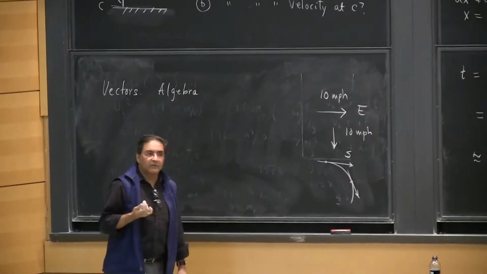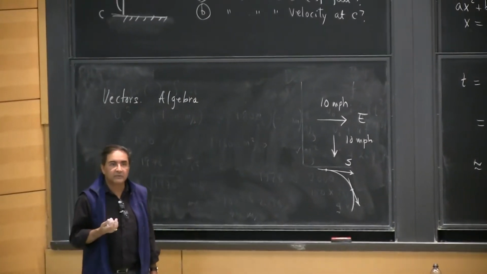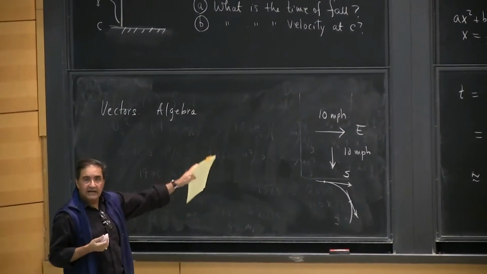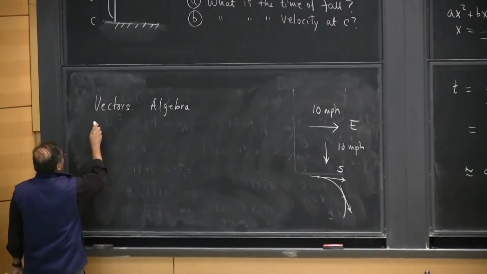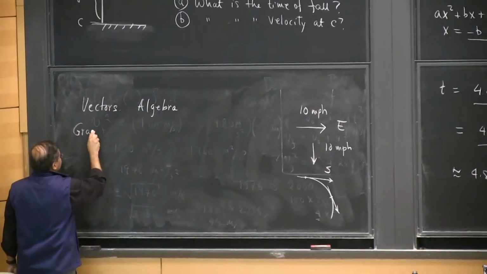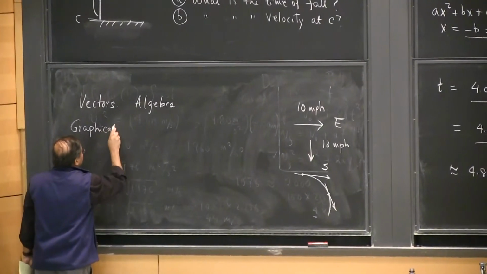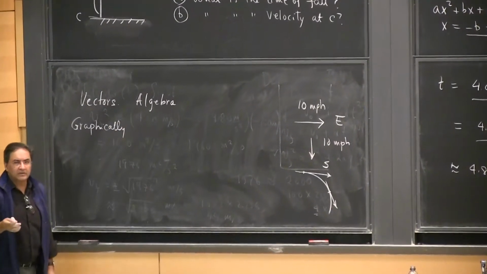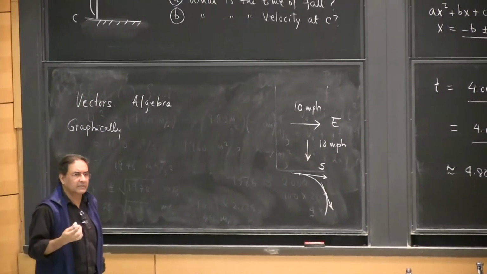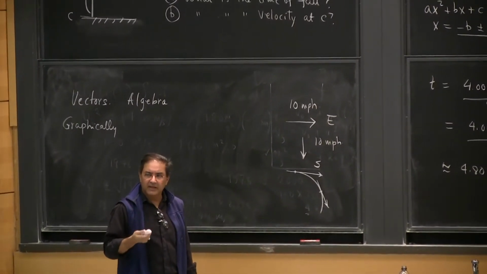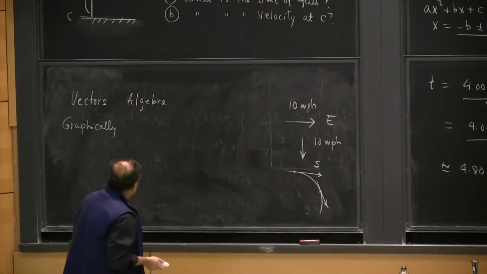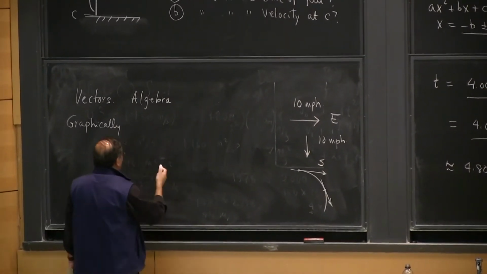So vectors, therefore, are special, and you have to deal with vector algebra as to how you add and subtract vectors. One simple way of doing this is graphically. This is good for visualization, but it's not necessarily good for actual practical implementation, because most times we deal with vectors, they're sufficiently complex that doing it graphically may not be most convenient.